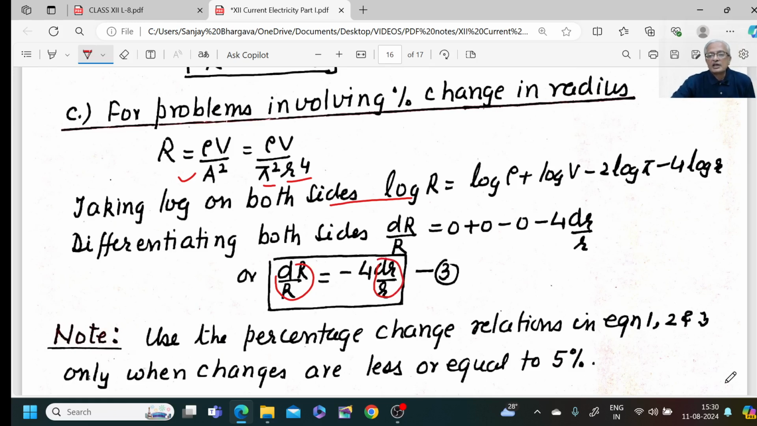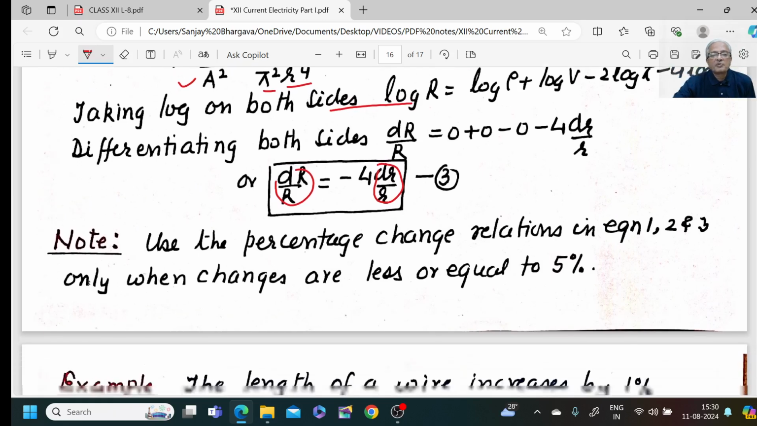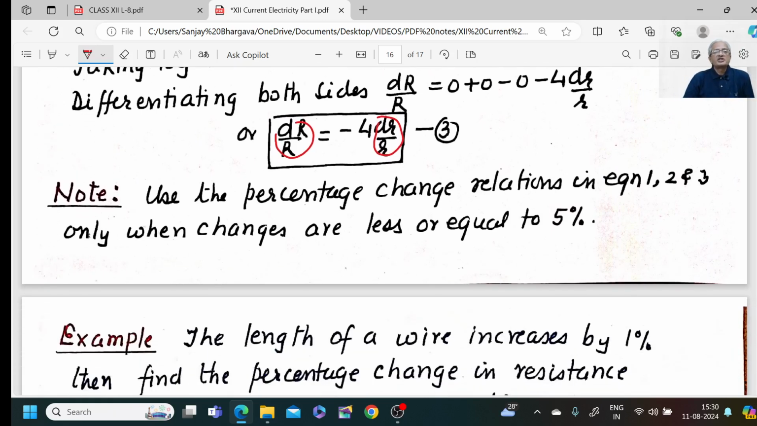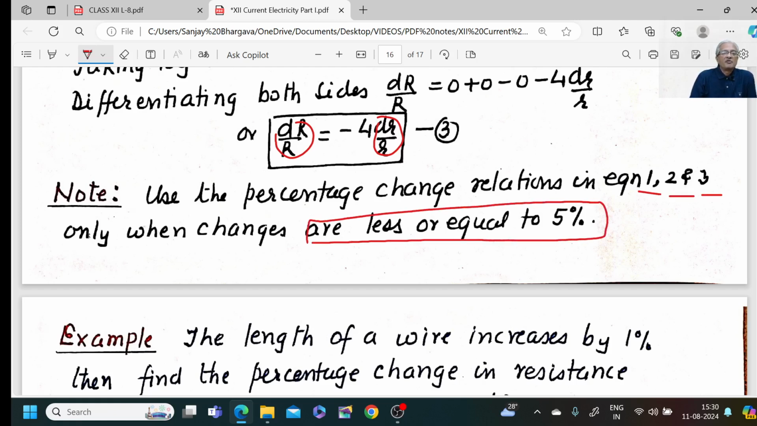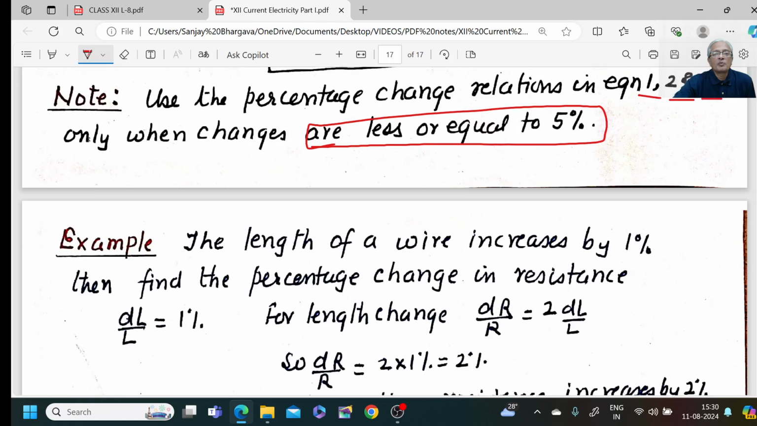Now keep a precaution here. And what's the precaution? Use these percentage change relations in equation number 1, 2 and 3 when the changes are less than or equal to 5%. Very important thing. We must know where to use a given type of relations. Now let us pick up an example to see how to apply these.